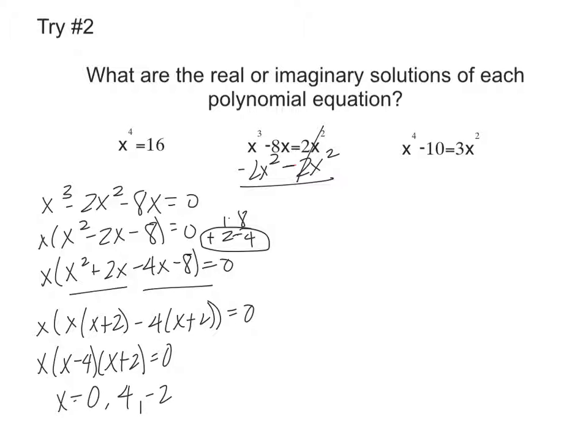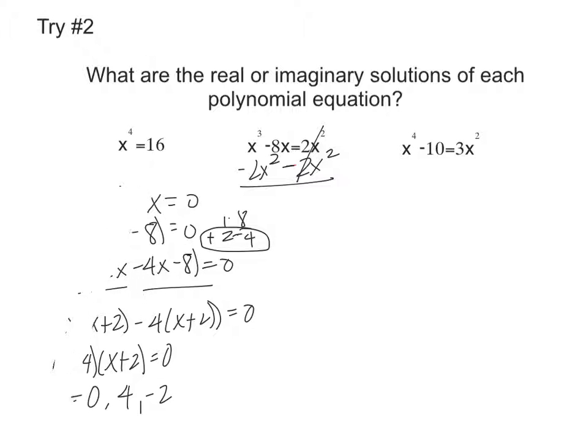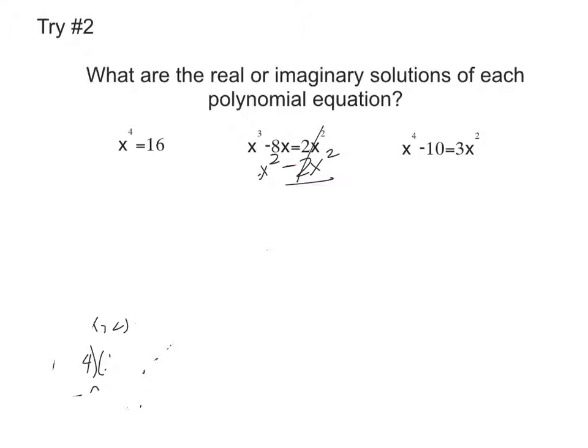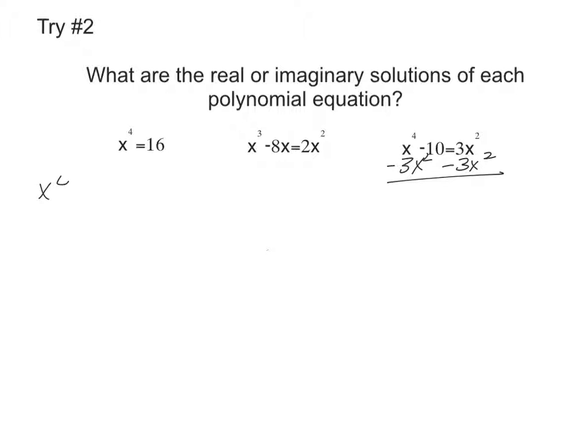So I need to erase once again. All right, so on the last one, if I subtract 3x squared, because again, it's all about putting it in standard form first, I would get x to the 4th minus 3x squared minus 10 equal to 0. Okay, there is no greatest common factor, and we have a 4th power, so that means we're going to use substitution. So that means I'm going to write a as x squared.